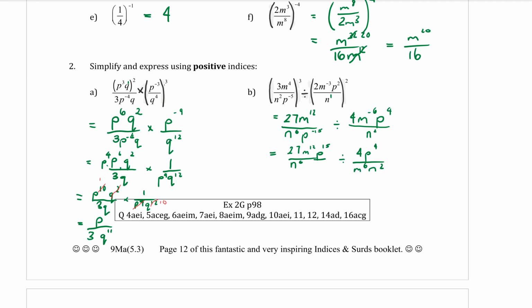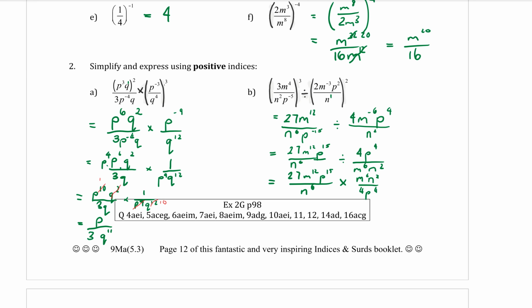You say leave, kiss, flip, which means you leave the first fraction, so 27 m to the 12 p to the 15 over n to the 6. Kiss is because you're turning divide into a times, which looks like a kiss, leave kiss. So it turns into a times. And flip means you flip the last fraction. So m to the 6 n squared over 4p to the 4. You've got to try and keep it nice and neat, even though we're squashed for space here, because otherwise we're going to lose something along the way.